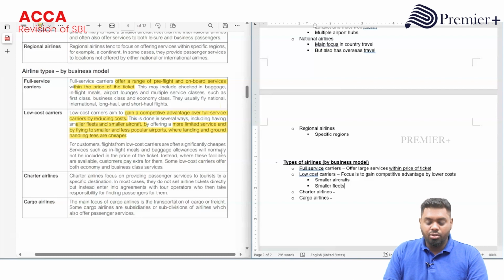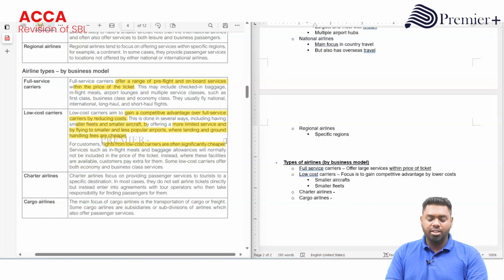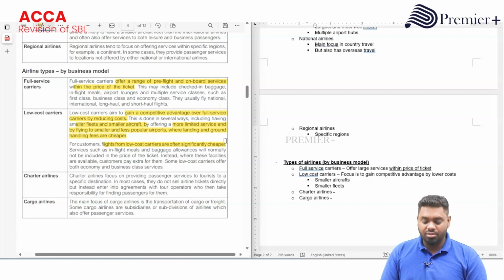By offering a more limited service and flying to smaller and less popular airports where landing and ground handling fees are cheaper. For customers, flights from low-cost carriers are often significantly cheaper. Services such as in-flight meals and baggage allowances will normally not be included in the price of the ticket. Instead, where these facilities are available, customers pay extra for them. Some low-cost carriers offer both economy and business class services.